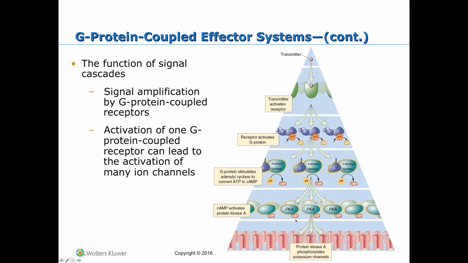So the function of signaling cascades allows for signal amplification. Activation of one single G protein coupled receptor can lead to the activation of numerous ion channels. So the transmitter can activate a receptor, which can then activate a G protein, which can then lead to the addition of more and more second messengers. This can activate enzymes, which can then go and phosphorylate other channels, allowing for activation or deactivation of those channels.